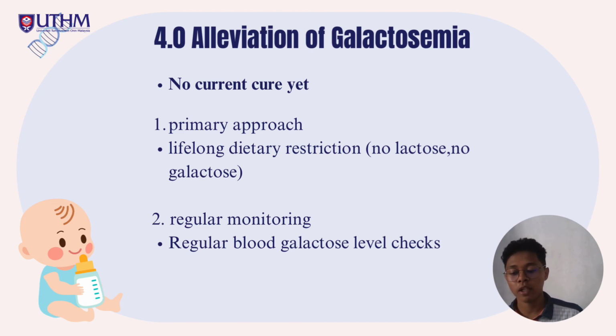Now, the primary way to effectively manage galactosemia is by having a strict diet without galactose and lactose. Usually, this begins immediately after diagnosis. For example, newborn babies need to switch to soy-based and lactose-free formula.